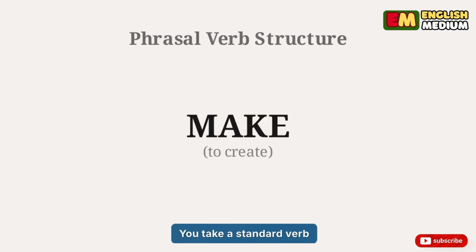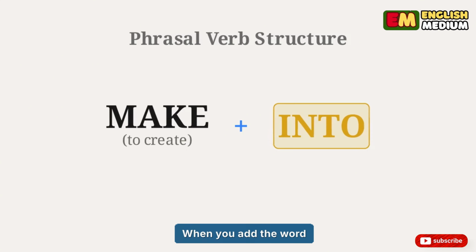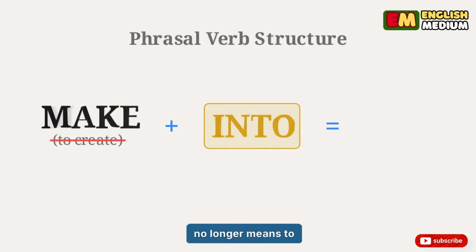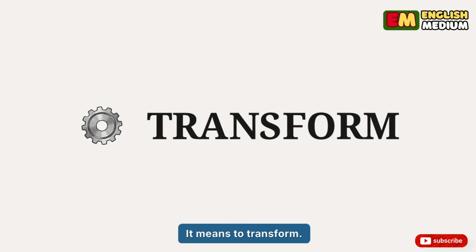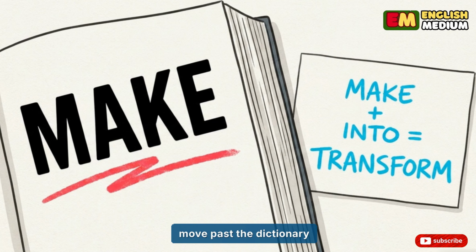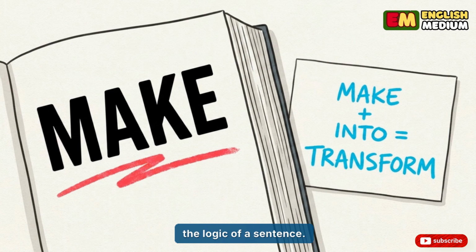You take a standard verb, like make, and add a preposition or an adverb. When you add the word "into," the original definition changes. It no longer means to create, it means to transform. To understand these phrases, we have to move past the dictionary definitions and look at how these specific combinations change the logic of a sentence.